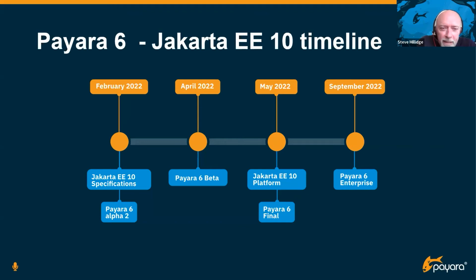Not related to the Jakarta EE 10 specifications, but around the same date, we'll be looking to release 6 Alpha 2. This is in community, and 6 Alpha 2 will be Jakarta EE 9.1 compatible, and it will also be MicroProfile 5 compatible. MicroProfile 5 came out on top of Jakarta 9.